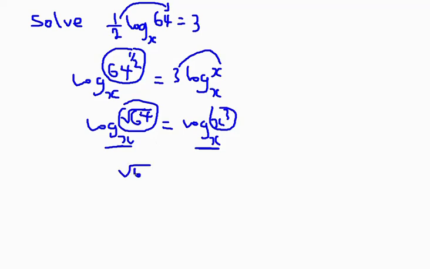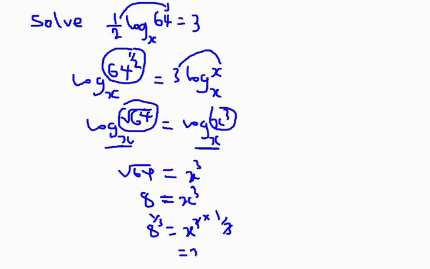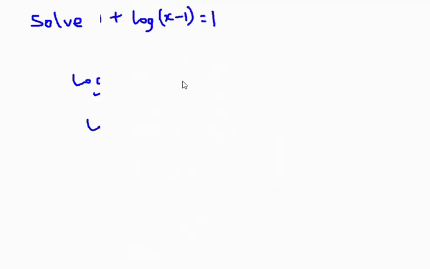So root 64 equals x to the power of 3. Root 64 is 8. Now to get your x, you are going to take the cube root of both sides, or you raise both sides to the power of 1 over 3. So 3 cancels 3 here. You are left with x here. You have to find the cube root of 8. The cube root of 8 is 2, and your answer is 2. So x is 2.